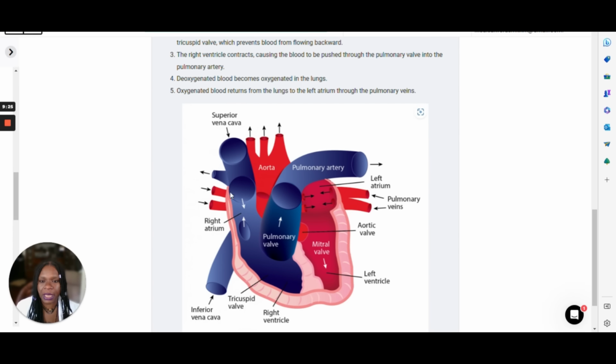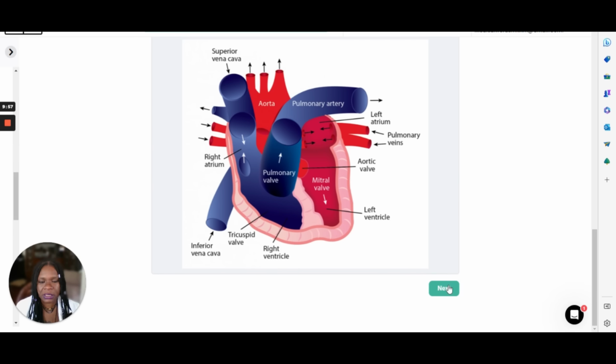We have this cool little diagram right here that shows the flow of the blood. Here's your right atrium, and that's blue, so that lets you know it's the deoxygenated blood. Whenever you see these pictures, the red is your oxygen-rich blood and the blue is the deoxygenated blood. There's the inferior vena cava, and then the superior at the top. It's all related together, and it's dealing with the pulmonary part of the body. Okay, let's move on to the next question.